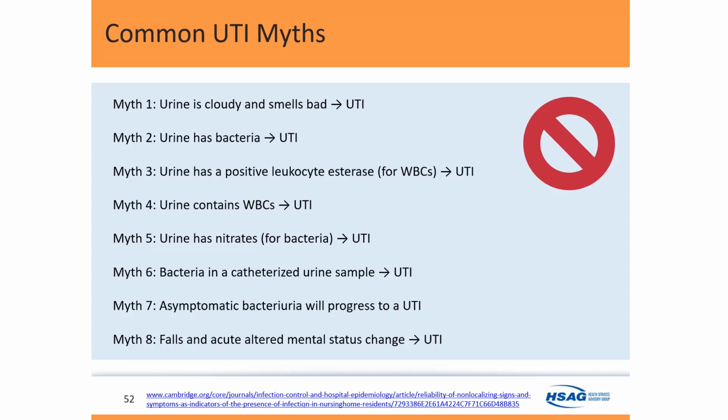Again, it doesn't necessarily mean it's a UTI. Saying urine has bacteria in it? That could be the asymptomatic bacteriuria we talked about before. Urine has white blood cells, or the enzyme for the white blood cells, or nitrites, which would indicate bacteria. Bacteria in a catheterized urine sample? Oh, that's a UTI. No, not necessarily. And that asymptomatic bacteriuria will ultimately progress to a UTI? No, that's not true. We don't have any evidence that it is going to progress. And again, falls and acute altered mental status in and of themselves do not indicate that it's a UTI for sure. All right, next slide.